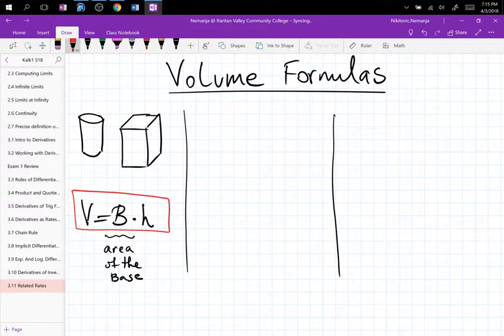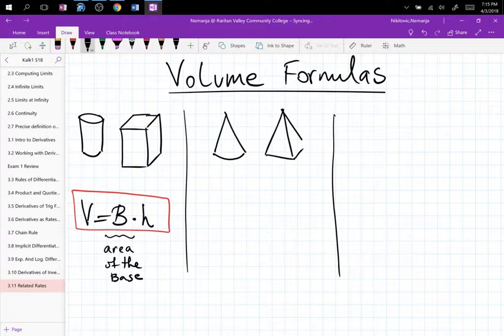The second category is the ones that I call spiky objects. We're going to have a cone in that category. But you're also going to have the pyramids and things like that. So everything that has a spike on top. All right. And these things have the volume of 1/3 base times height.